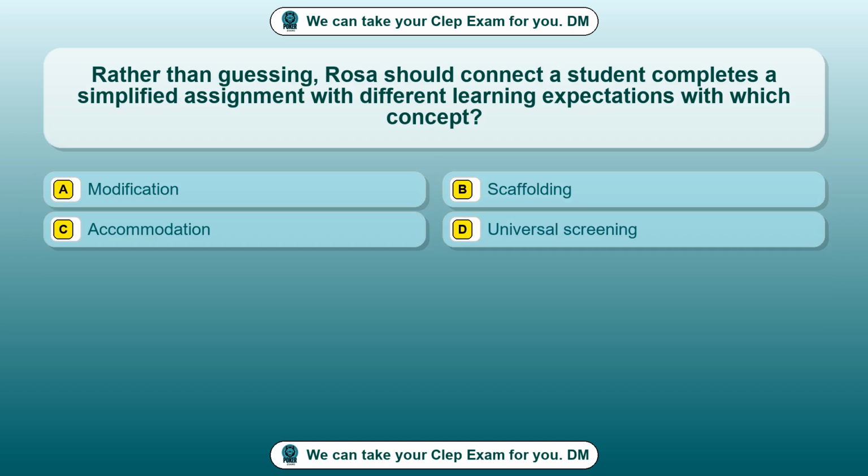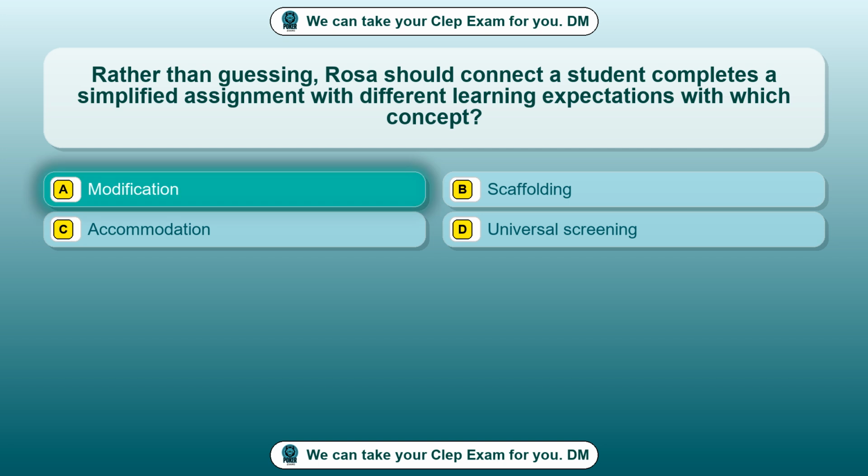Question 65. Rather than guessing, Rosa should connect a student completes a simplified assignment with different learning expectations with which concept? Option A, modification. Option B, scaffolding. Option C, accommodation. Option D, universal screening. The correct answer is option A.